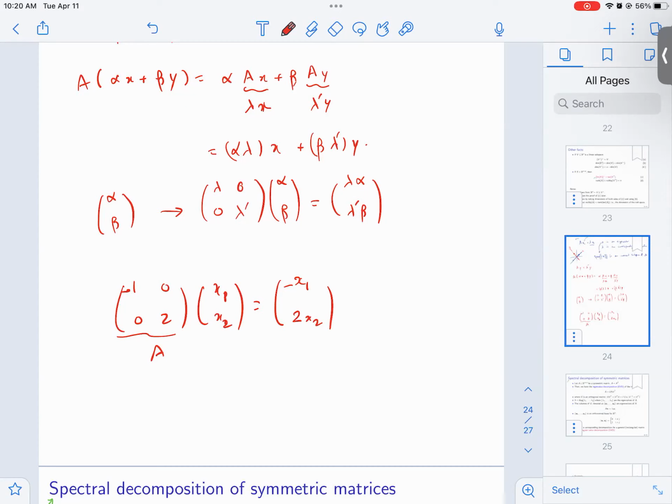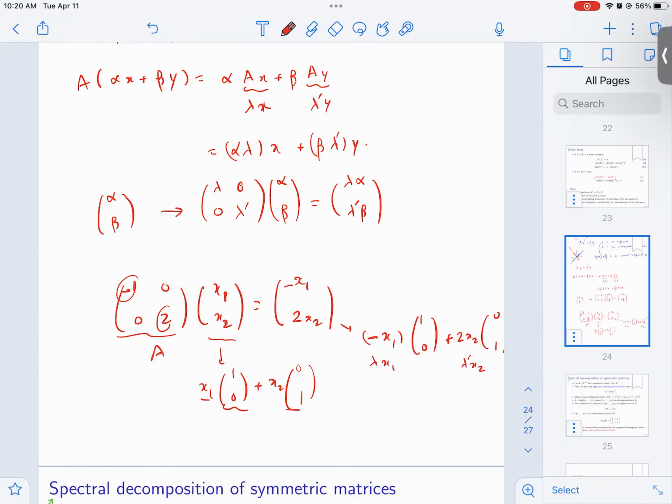So this is a vector represented in the standard basis: x1 times (1, 0) plus x2 times (0, 1). These are actually the eigenvectors of this matrix A. Then you multiply this by -1, so this is going to be negative x1 times (1, 0) plus 2x2 times (0, 1). So the eigenvalues of A are actually this and that: this is lambda x1, this is lambda prime x2. So for a diagonal matrix, everything is simple.